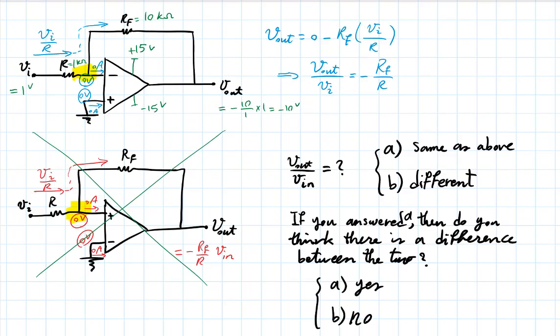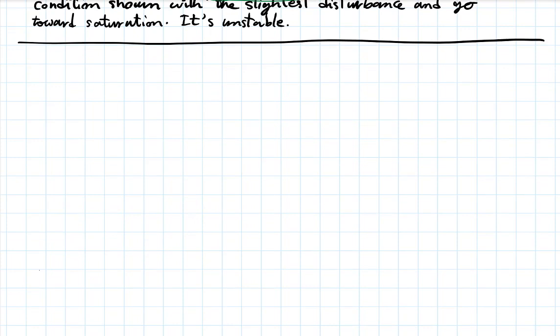Again, I ask that you go home and try to do this thought experiment of each of these circuits. If you make a small change to one of the inputs, either increase or decrease, see how that would affect the output through the op-amp, and then how that would affect the input again through the feedback path, and see whether it leads to a stable or unstable condition. Okay, so this is one of the key things I wanted to discuss.